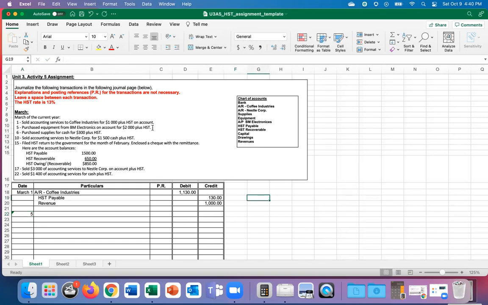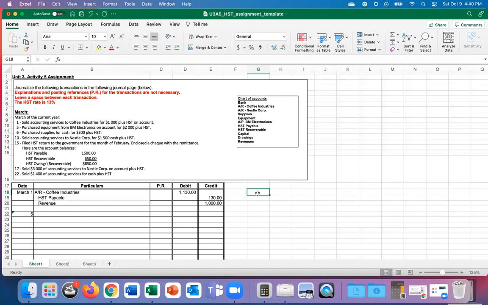And then we have to read what the transaction is. So: purchased equipment from BM Electronics on account for $2,000 plus HST. Okay, so this one is a bit different than the first transaction, because instead of selling something to another company, we're buying something from another company. So this one is sort of an opposite scenario, and so what we have to do for it is a tad bit different as well. All right, so again, let's walk through and see which accounts we think are going to be affected.